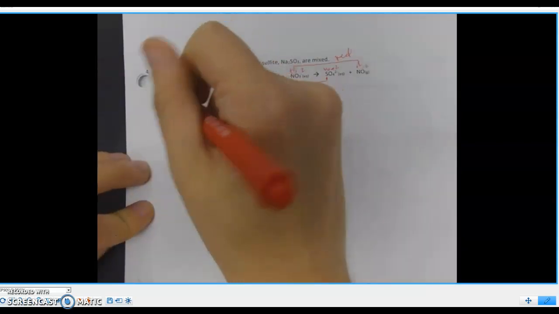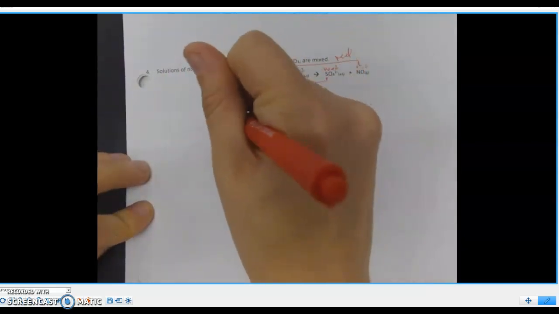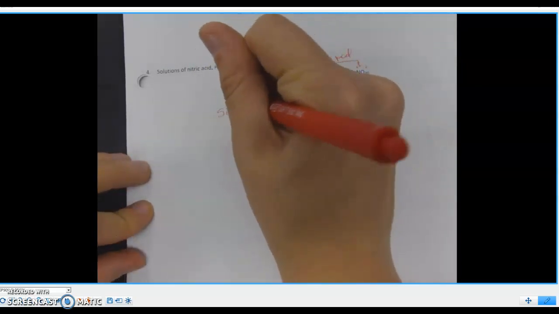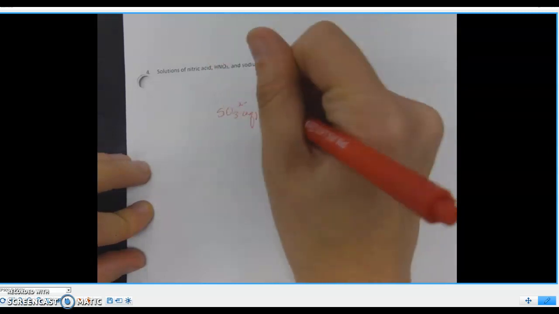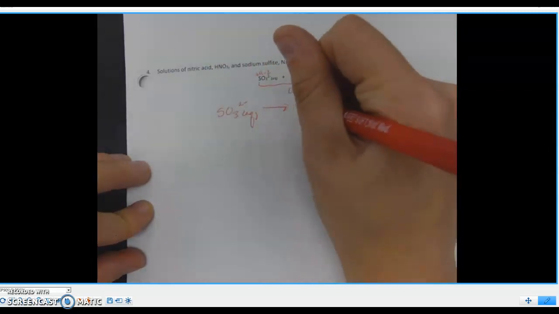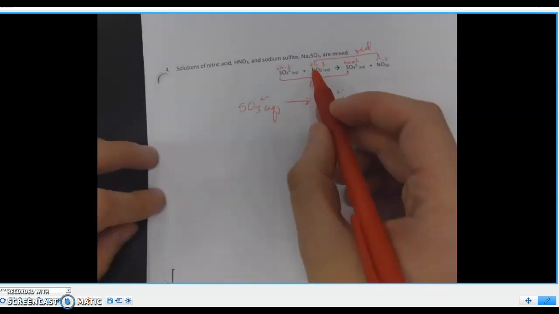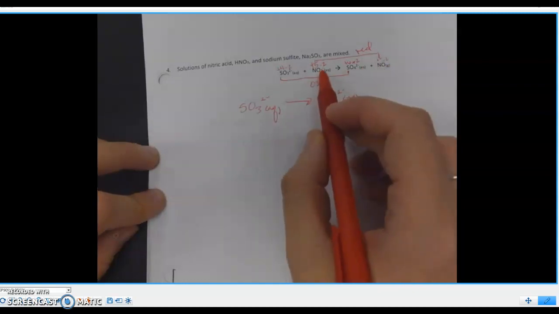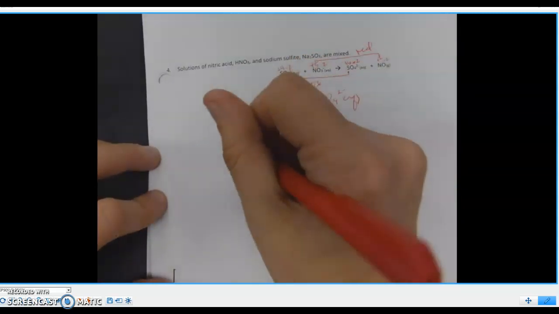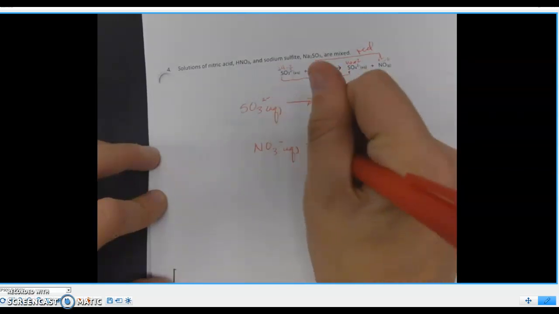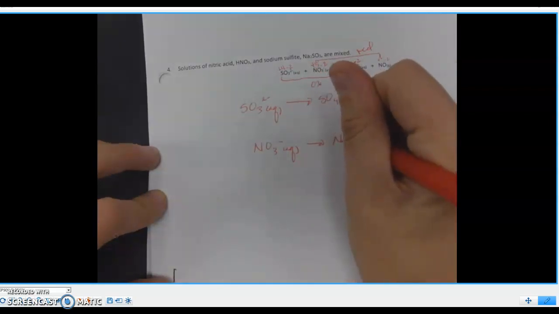We'll start with our oxidation half reaction. So we have sulfite, aqueous, and that's going to result in sulfate, aqueous. It's already in its polyatomic ion, so I'm not disassociating it more than that, even though it's aqueous. And then similar to this is a gas, and then this is our nitrate that's already in its ion. So we'd have NO3 minus aqueous, resulting in nitrogen monoxide gas.